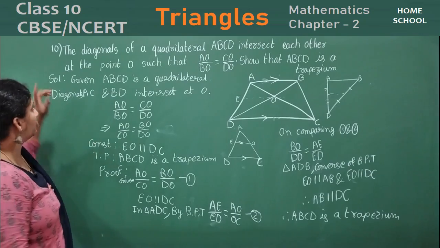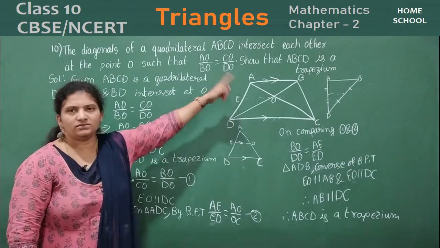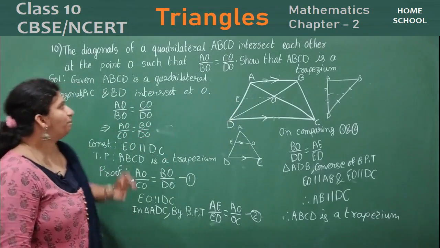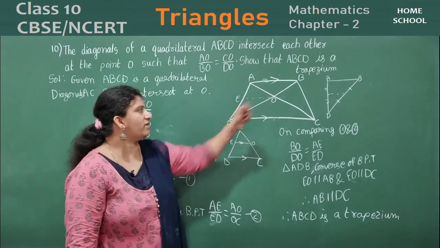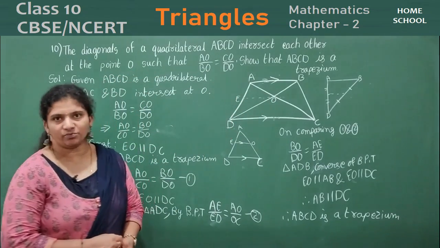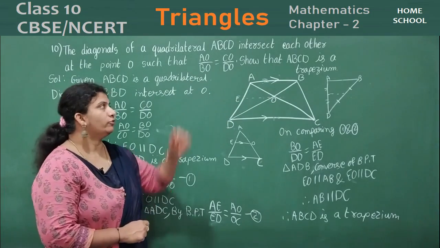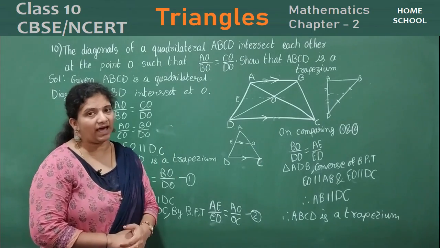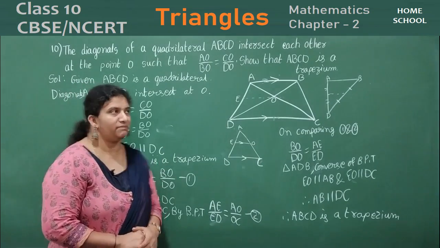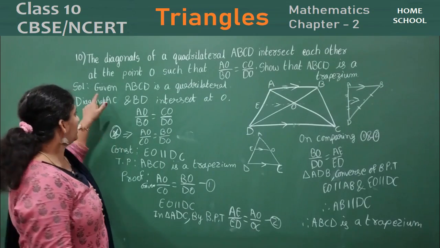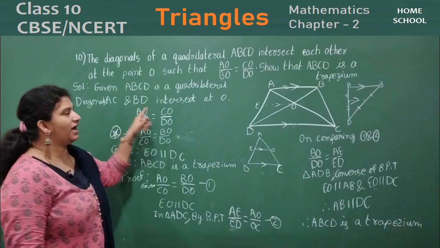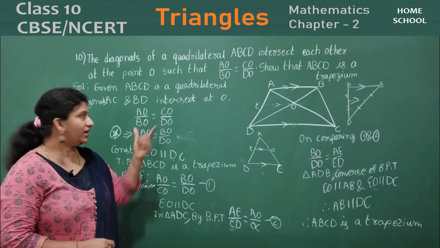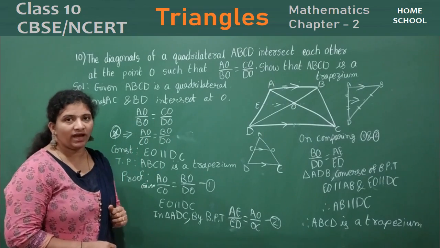So once again, look here, the diagonals of a quadrilateral AC and BD are intersecting at a point O, such that AO by BO is equal to CO by DO, given some ratio proportion. What you need to prove? Prove that this ABCD is a trapezium. I can say this is a trapezium when the opposite sides are parallel. And given what we have written here, given ABCD is a quadrilateral and the diagonals AC and BD intersect at O, and they have given a ratio AO by BO is equal to CO by DO.